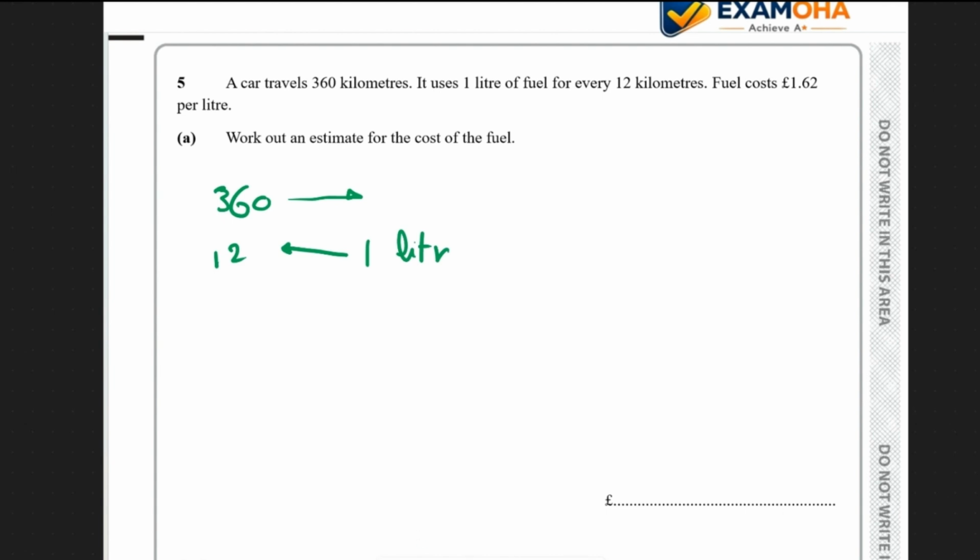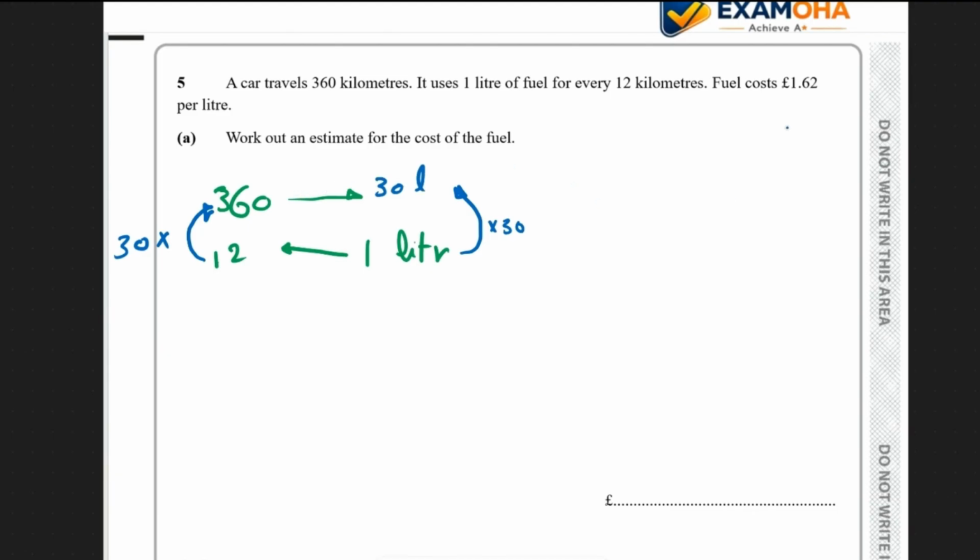It's quite easy here, because in order to make 12 become 360, forget about the zero for now. 12 times a number gives you 36, which is 3. So that means multiplied by 3, and then look at the zeros, which means it would be 30 here. So 12 times 30 is 360. If we multiply this one by 30, we need to multiply the other side by 30 as well to keep the balance between these two ratios. So that means it would be 30 liters.